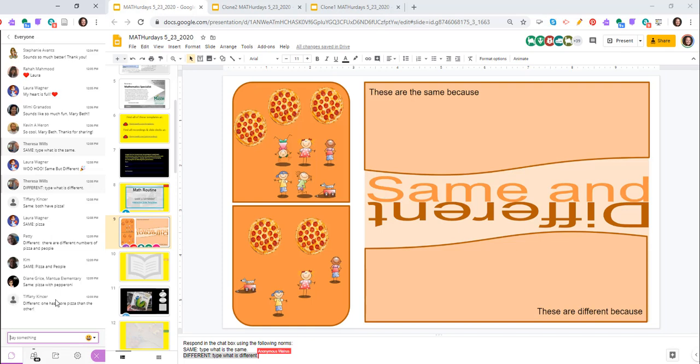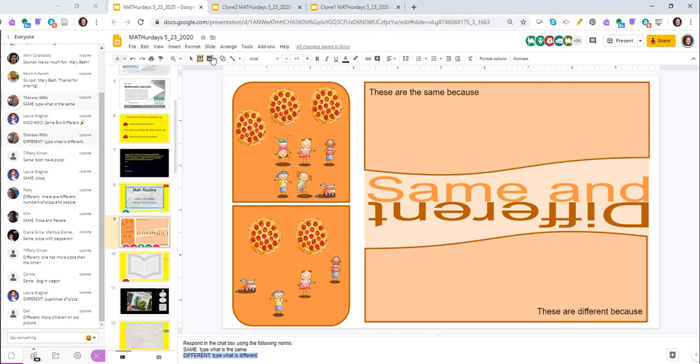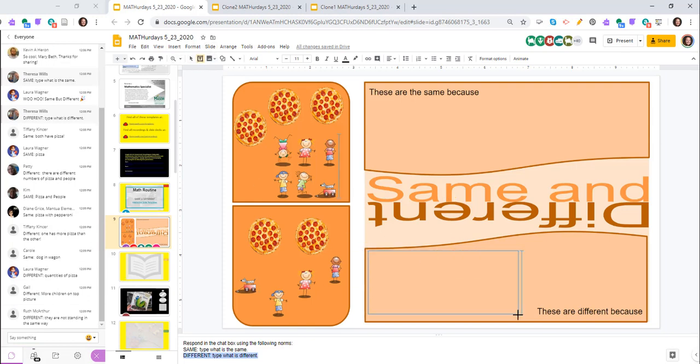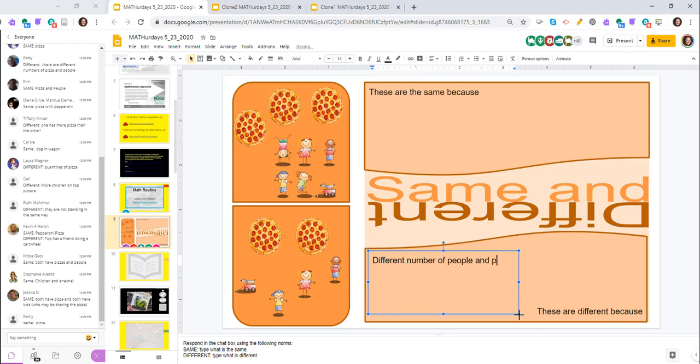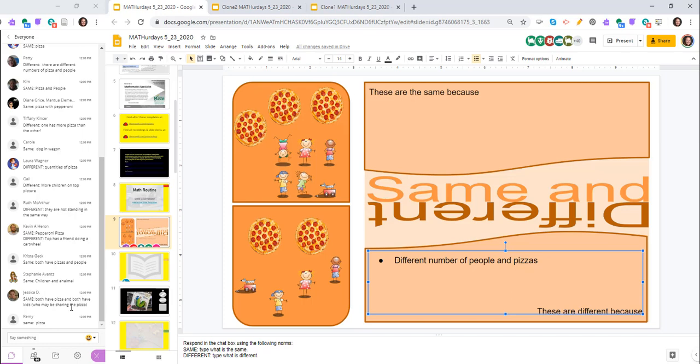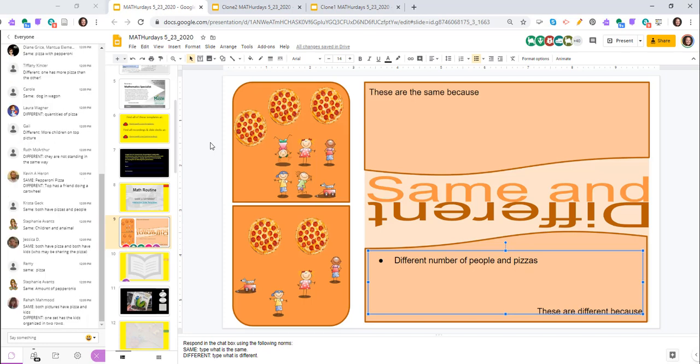Patty, could you tell us what you mean by different number of people and pizzas? Sure. I was looking at the picture on the top has 3 pizzas and the one on the bottom has 2. And then the one on the top has 6 people, the one on the bottom has 4. I was thinking of it that way, but I guess I could also think like the pizzas aren't the same amount. Even in the top slide, there's 3 pizzas for 6 people or 2 pizzas for 4 in the bottom. So I wasn't thinking of it that way, but looking at it again, I could see it having 2 different meanings. Interesting.